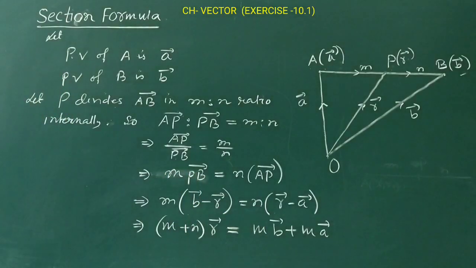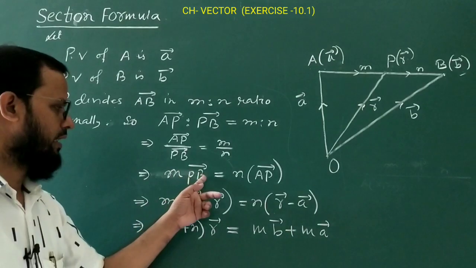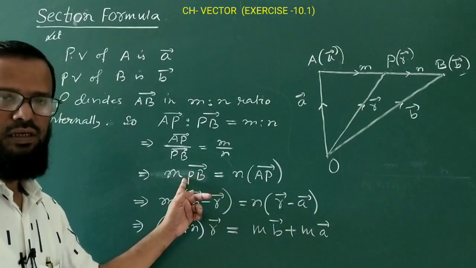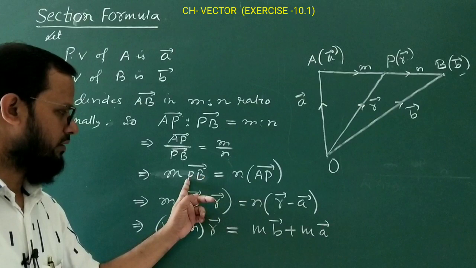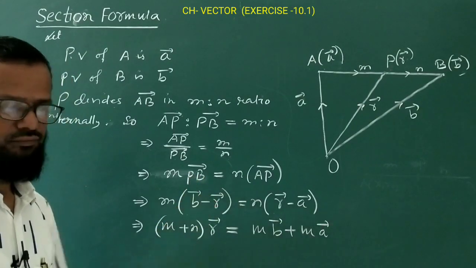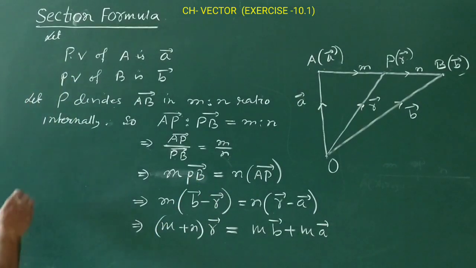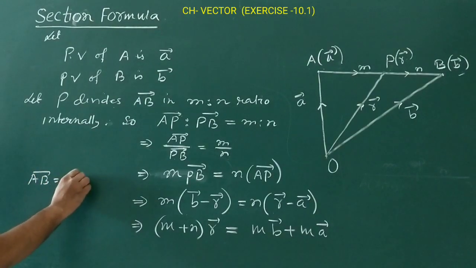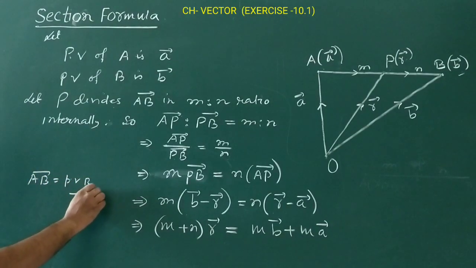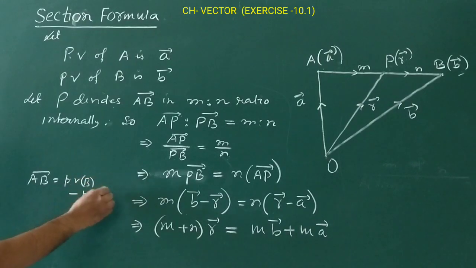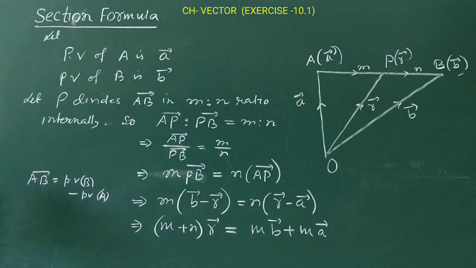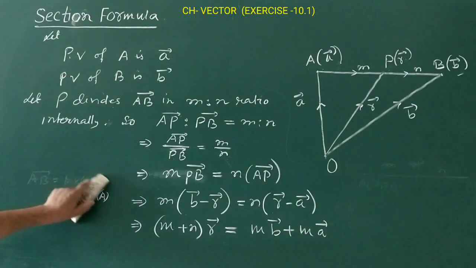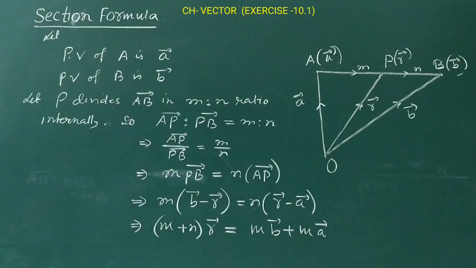PB vector means how to find the vector if you know the position vector of the end points. We know that any vector is equal to the position vector of B minus the position vector of A. That is, position vector of terminal point minus position vector of initial point. In this particular result you can find it. The same result we are going to use here.